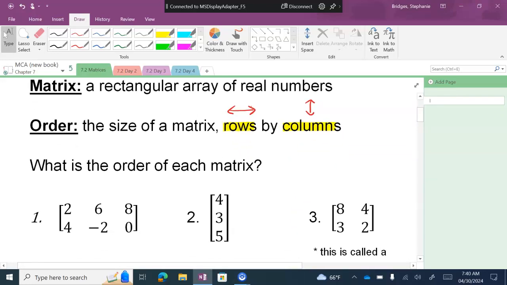Okay, so we've got 3 matrices right there. If you want to take just a couple minutes and write those down. You'll notice they have little square parentheses, I guess, with brackets on them. That's what holds the matrix together.